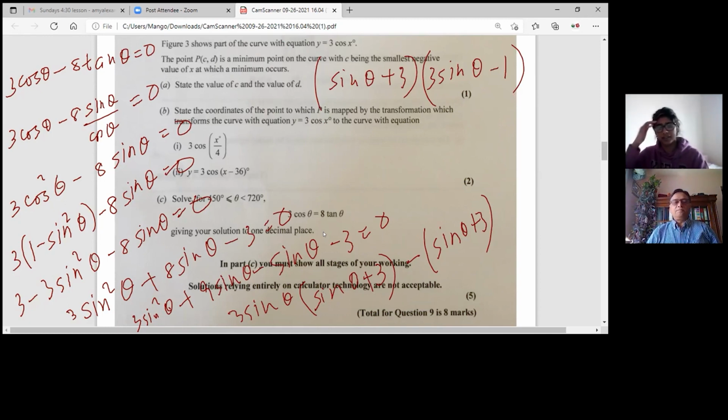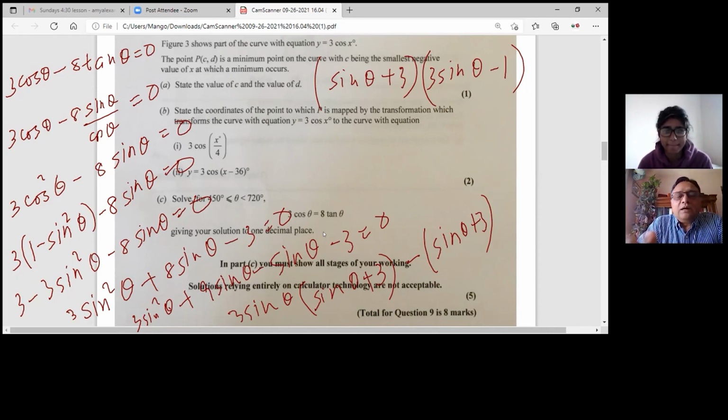I don't have the answers for this one. No, I'm just saying your calculation is correct, right? I actually did it incorrectly, but okay, don't worry.